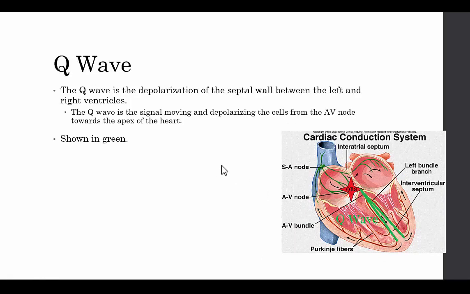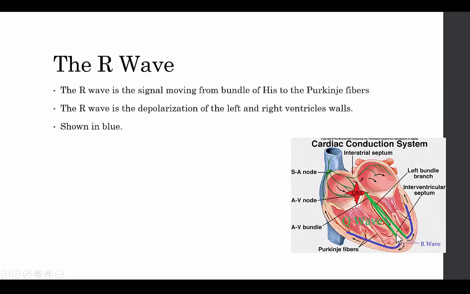So the Q wave is the depolarization of the septal wall between the left and the right ventricle. The Q wave is the signal moving and depolarizing the cells from the AV node towards the apex of the heart, and you can see it right here. Again, you see the AV node and the little star, and the Q wave in green, or what the Q wave represents in green, the depolarization of this septal wall towards the apex of the heart.